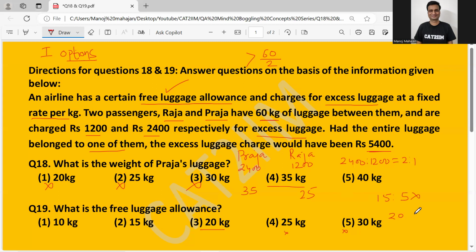25 minus 15, I get what? 10. So what is the ratio? 2 is to 1, which is matching with the data also. So we could safely say that option 4 should be the answer out here. The assumption is correct. And with 35, what we are getting the free luggage allowance, that is 15 kg.